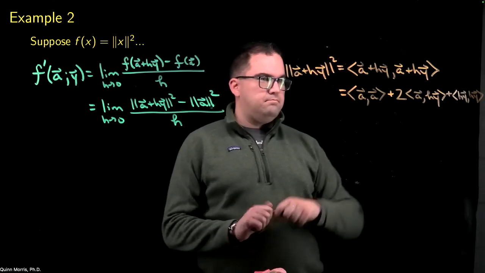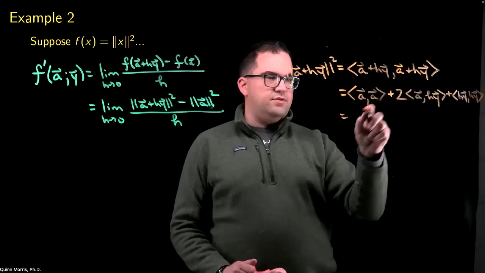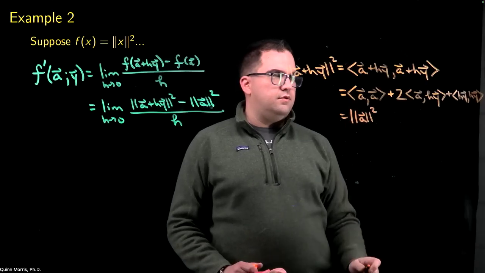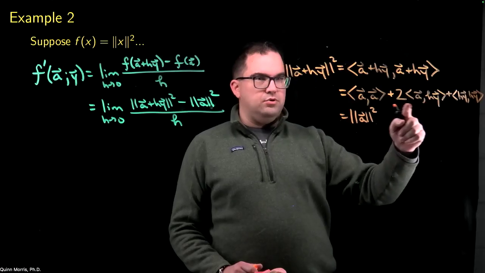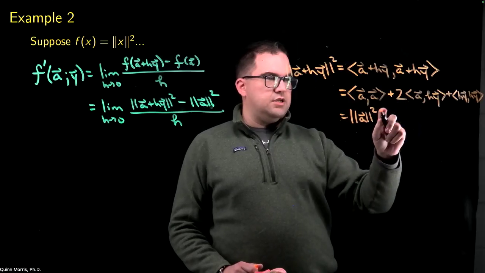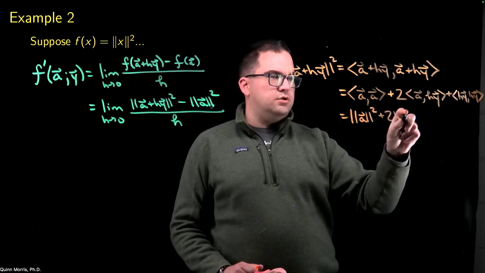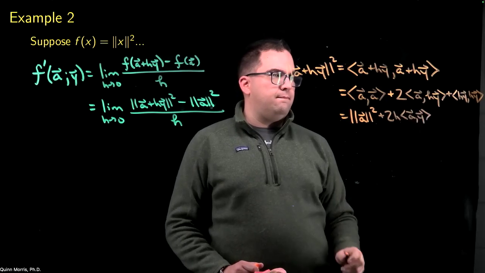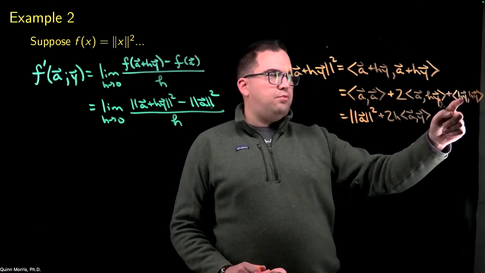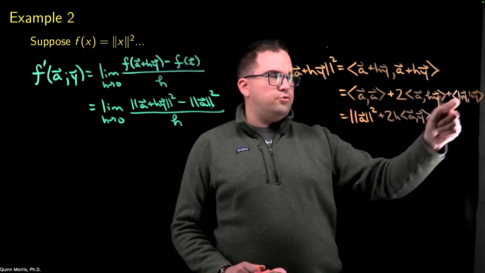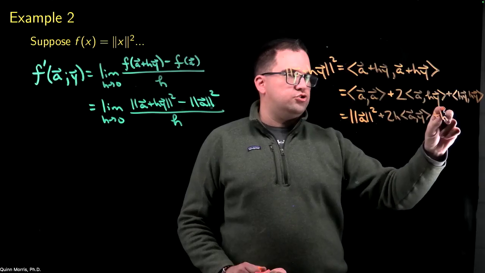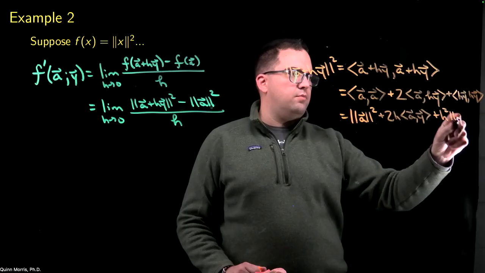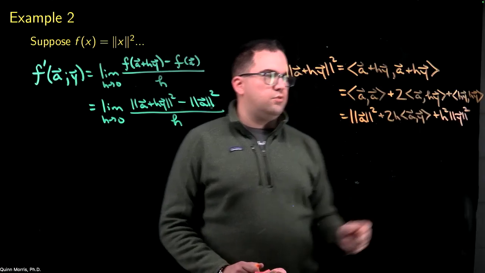Now, the inner product of a with itself is just the norm of a squared. Here, I can pull scalars out of an inner product, so this is 2h times the inner product of a with y. And now this last thing, I can pull an h out of each term here, so that's going to give me an h squared, and then I'll be left with an inner product of y with itself. That's the norm of y squared.